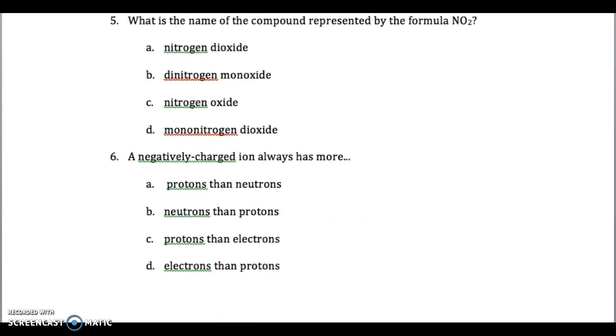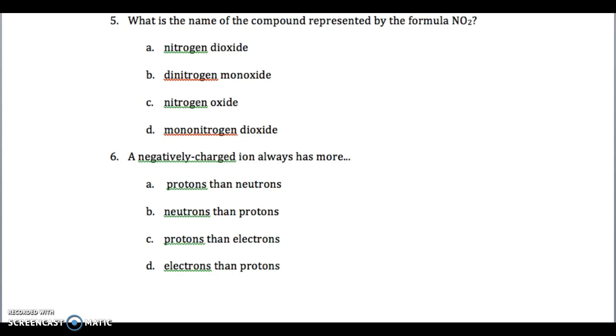Number 5. What is the name of the compound represented by the formula NO2? A. Nitrogen dioxide. B. Dinitrogen monoxide. C. Nitrogen oxide. D. Mononitrogen dioxide.